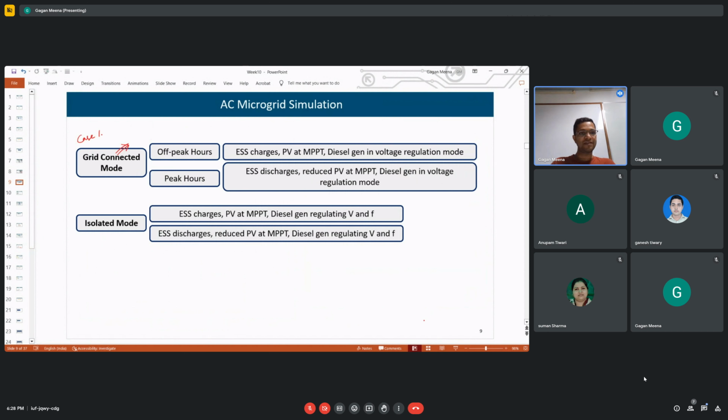Okay. This is the next. The first one was an isolated single DC microgrid. The second one is where two DC microgrids are isolated and both are interconnected.